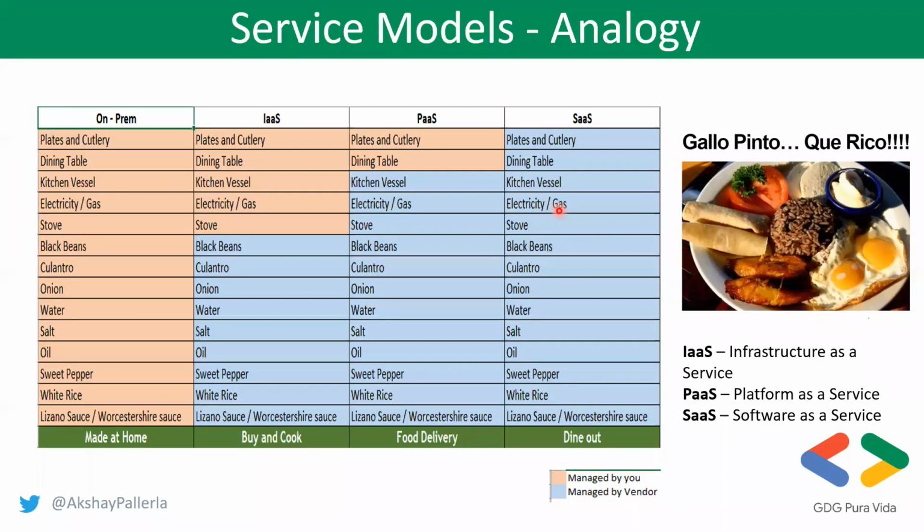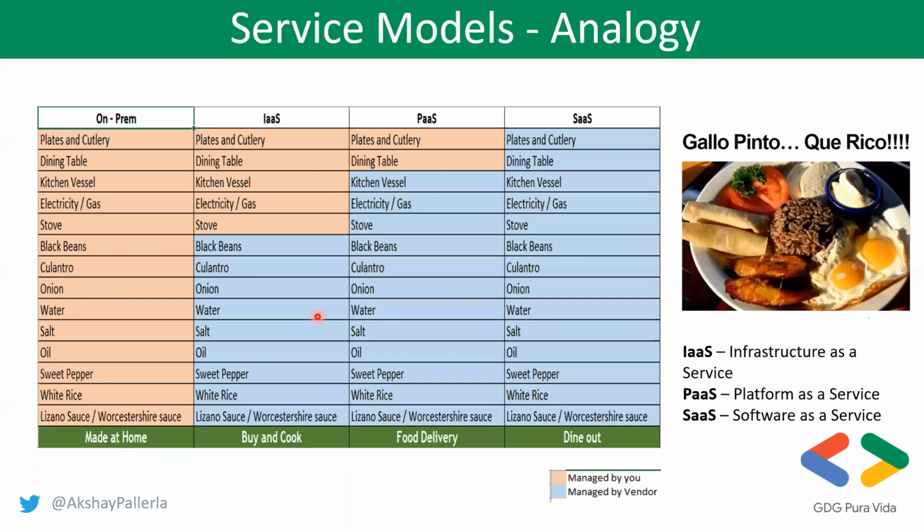One, and the most common thing I first think of, because I love cooking, is on-prem, which I'm calling made at home. So I prepare all the ingredients and I cook. I arrange all the dining table. I clean the kitchen vessels. I use my own electricity. Everything is managed by me because I'm making it at home.